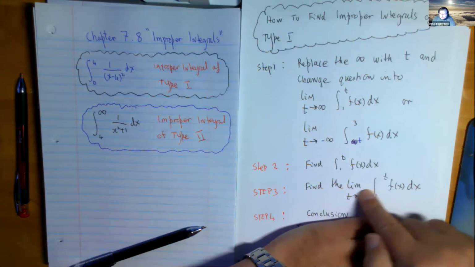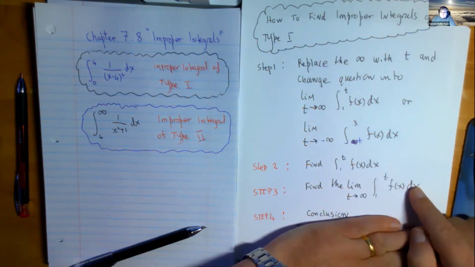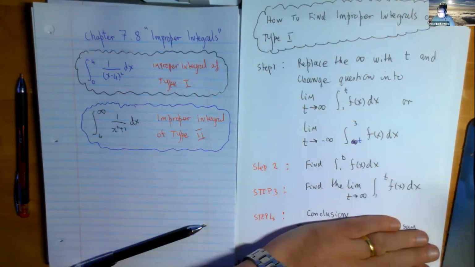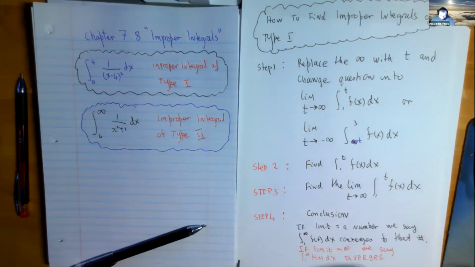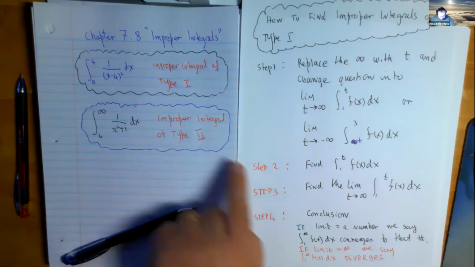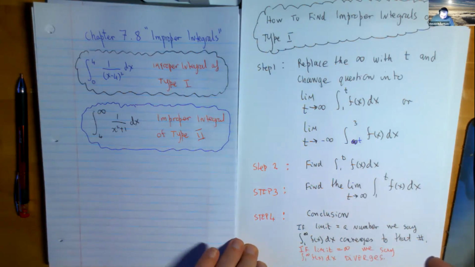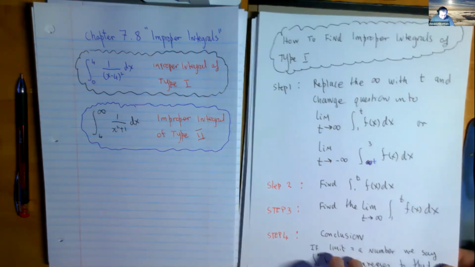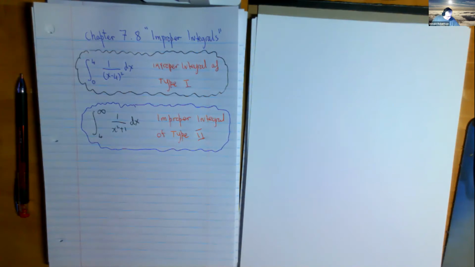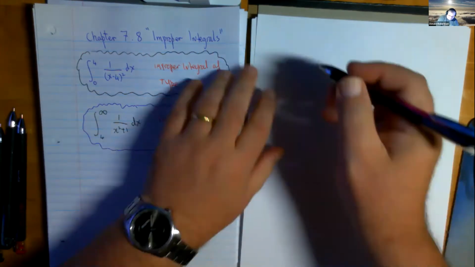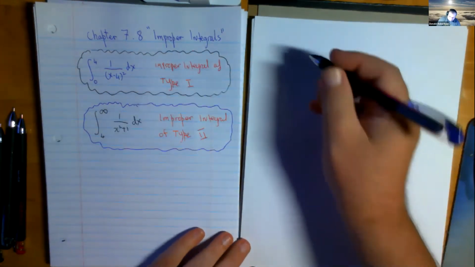If that ends up being a number, we say that the limit, the original question, this fellow here, converges to 4 or whatever that number is. And if this limit ends up being infinite or undefined in some way, then we just say that the limit diverges. So that's the process. Let's do an example of one to show you why the process sort of works.